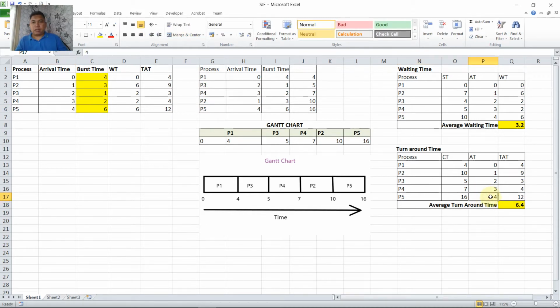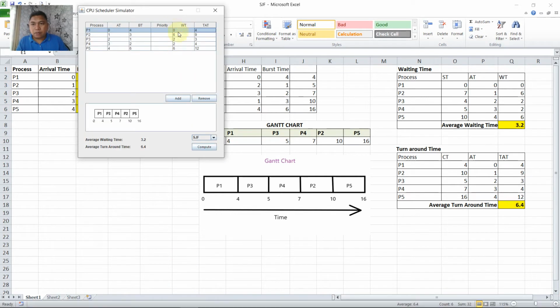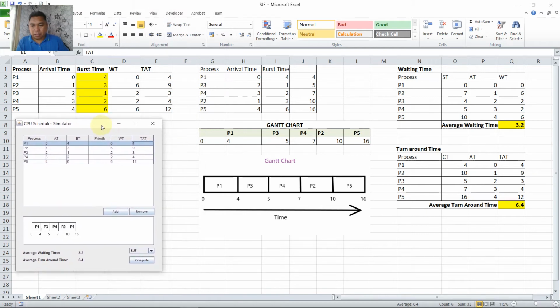Okay, this is the waiting time, then the turnaround time. I'll show you the simulator to check if we have the same answer. This is the Gantt chart for the simulator. This is the waiting time. This is the turnaround time. And then this is the average waiting time, which is 3.2, and the average turnaround time is 6.4.